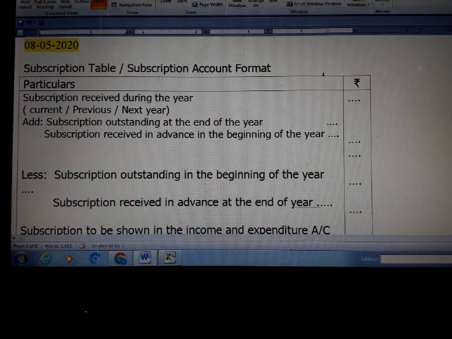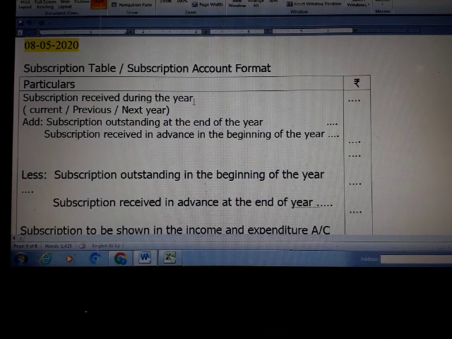Before we understand the write-off concept, we must first understand the format of the subscription account. This is a subscription table or subscription account format. There are two different formats. One is prepared in such a way that you have a particulars column and a rupees column.